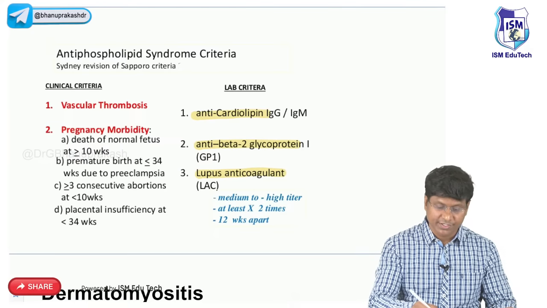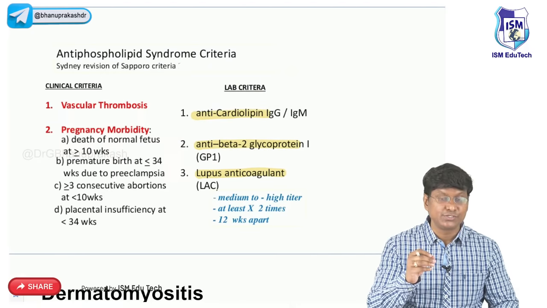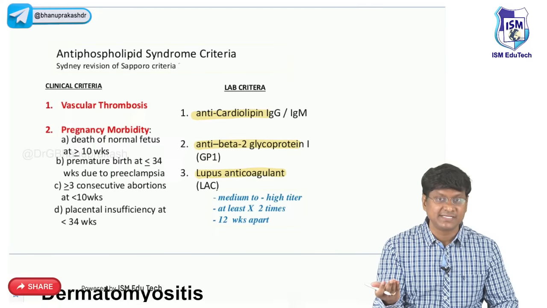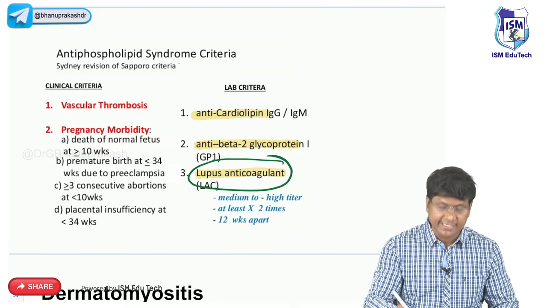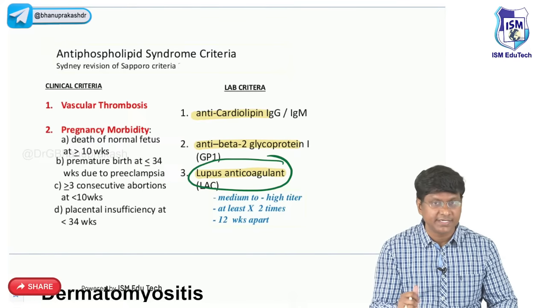These are the three antibodies. Now, the presence of which particular antibody tells you that there is a high risk of pregnancy losses? That is the lupus anticoagulant. So, the higher the lupus anticoagulant value, the greater the chances of recurrent abortion.